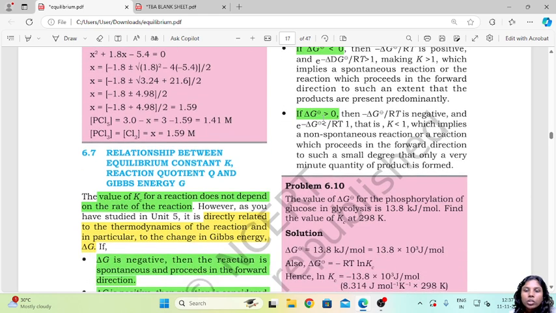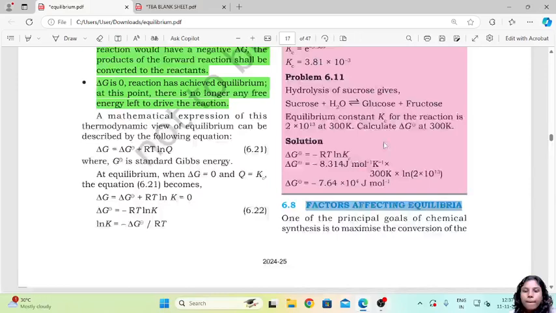Now, if delta G naught is less than 0, it will be exactly the opposite. So, here the equilibrium constant will be greater than 1. This will imply that the reaction is spontaneous, and it will proceed in the forward direction, and the products will be the predominant ones.